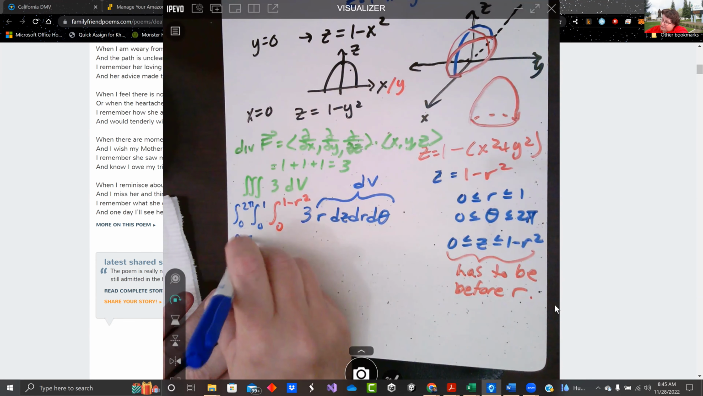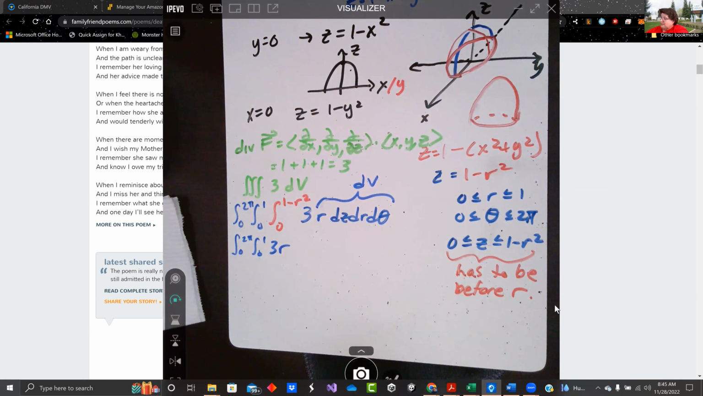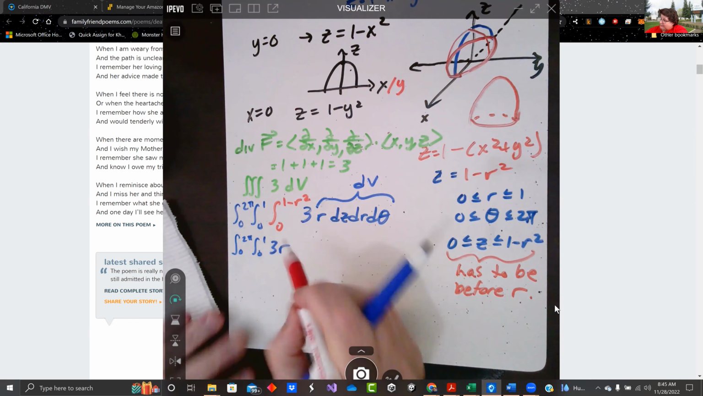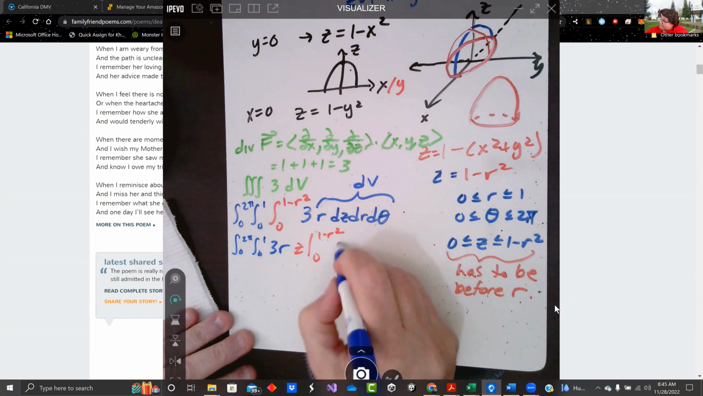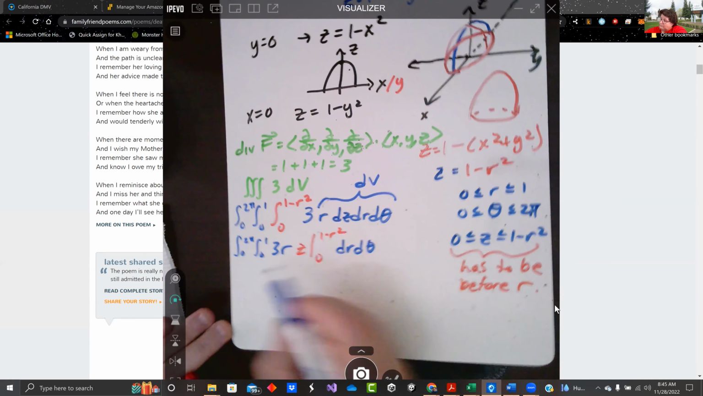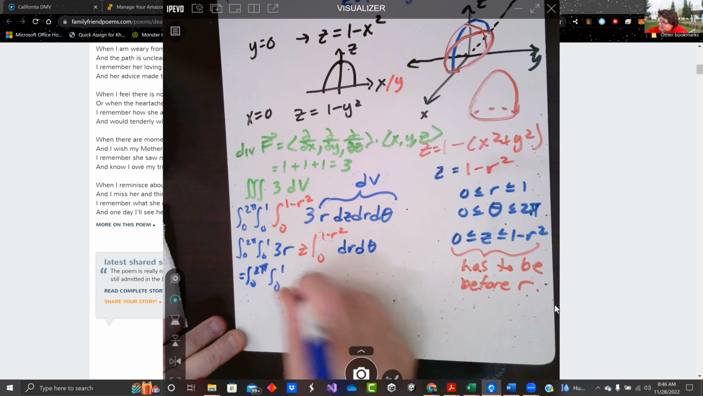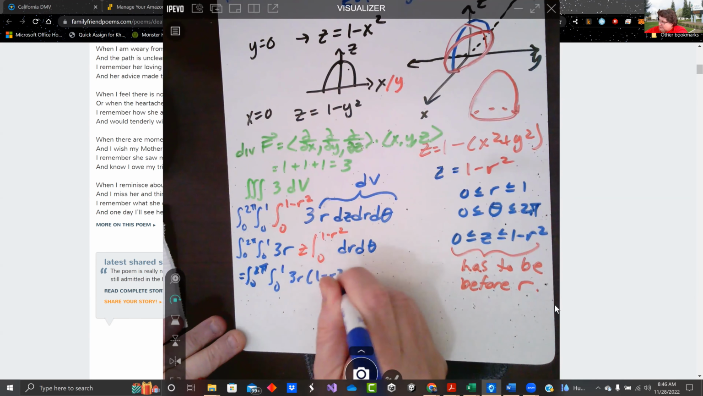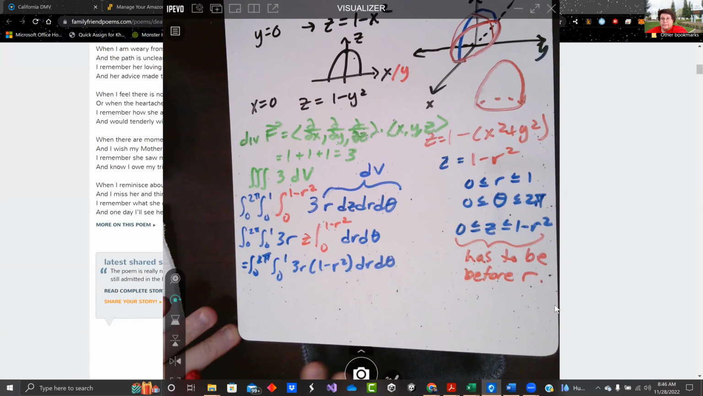So if I integrate, I got 0 to 2 pi, 0 to 1, 3r, and then z evaluated from 0 to 1 minus r squared. So 0 to 2 pi, 0 to 1, 3r times 1 minus r squared. Let that give you a chance to write that down.